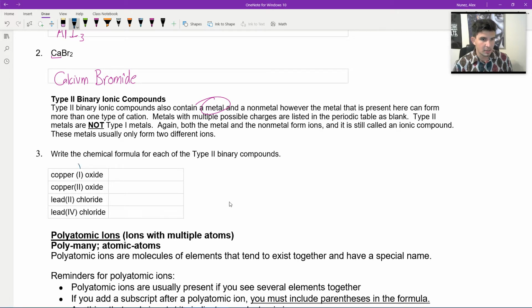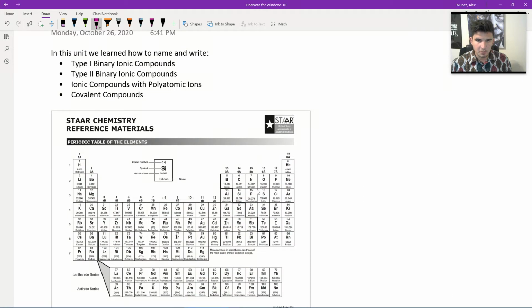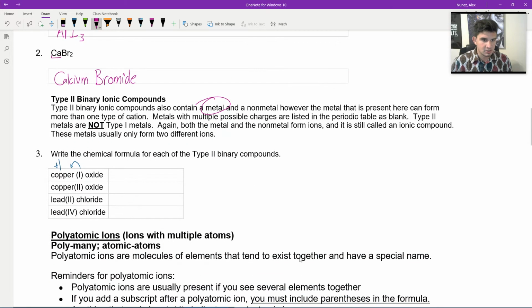So copper 1 means that copper has a charge of plus 1, but oxygen in our periodic table is in group 16, which has a charge of minus 2. So to balance this out, we would need 2 coppers to balance out 1 oxygen. However, if it was copper 2, now copper has a charge of plus 2. Oxygen still has a charge of minus 2. Remember, our nonmetals have a fixed charge. So writing this one is fairly simple. We just need 1 copper to balance our 1 oxygen.